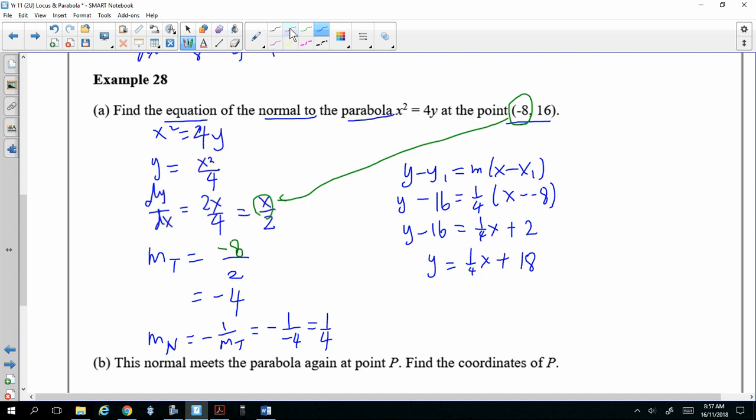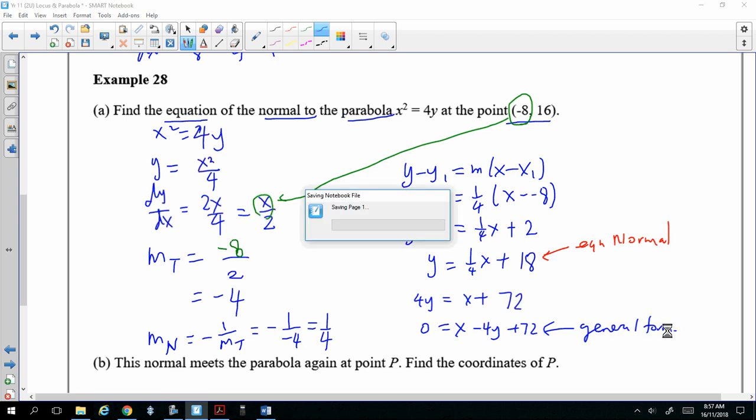The equation of normal. But sometimes in the question, or in the answer at the back of your textbook, they often write it in general form when there's a fraction. So if you write in general form, you write 4y equal to x plus 4 times 18. That will be 72. Alright, so like this. And then you do 0 equal to x minus 4y plus 72. Okay? General form. Okay, both will be correct.